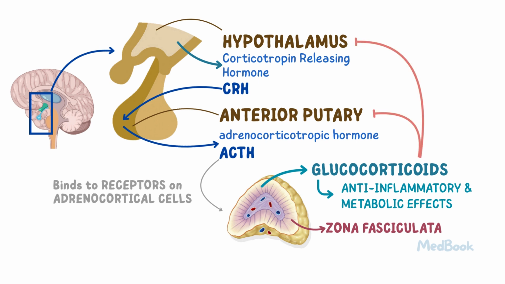These glucocorticoids have a negative feedback effect on the hypothalamic-pituitary-adrenal axis, meaning excess corticosteroids suppress the release of both CRH and ACTH into the circulation.